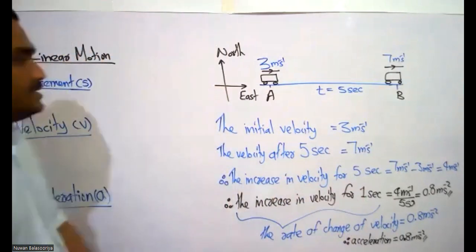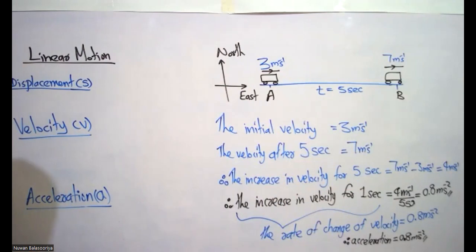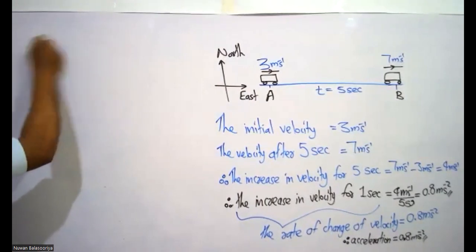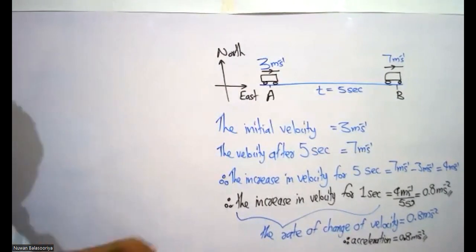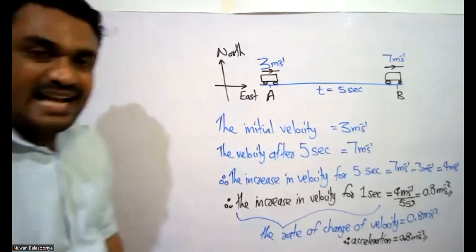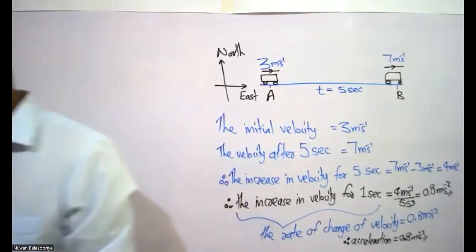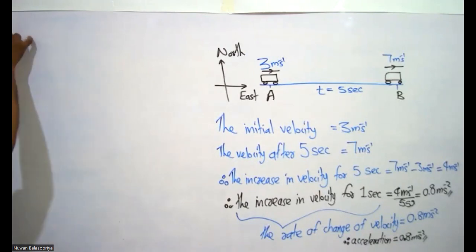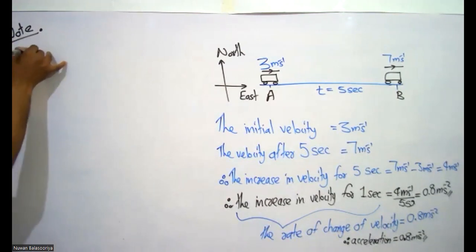Very good. Somebody please unmute the mic and tell me what is the equation that you use to find acceleration in O levels? V minus U over T. Try again, dear, I didn't hear you properly. In words, dear, how do you say? Final velocity minus initial velocity over time. Very good, excellent.